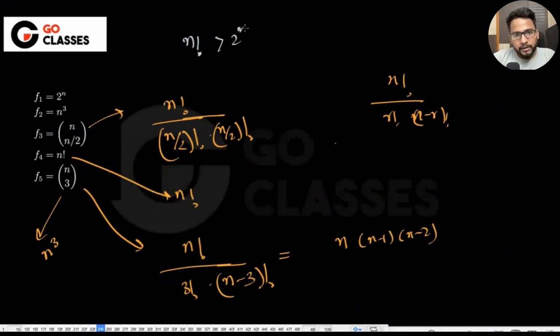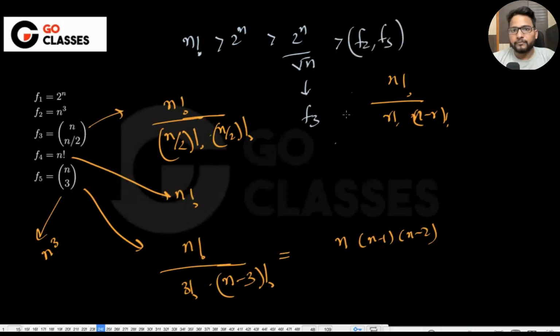Then 2 power n, and it is greater than 2 power n by square root of n, which is basically f3. Okay, this is f3. And then which is greater than, I think this is done, then n cube. Now you write f2 or f5, doesn't matter. So f2 comma f5. Okay. Cool.